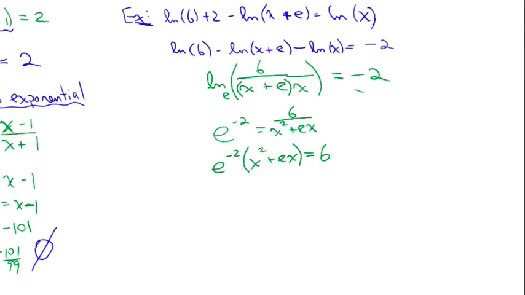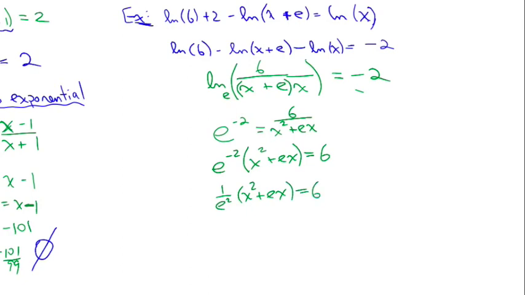Is this supposed to be in our notes? If it's 2 to the negative 2, yes, that's 1/4. This is e to the negative 2, so if I have a to the negative 2, what's that equal to? 1 over a squared. So if I have e to the negative 2, that's equal to 1 over e squared. So this can also be written as 1 over e squared times x squared plus ex is equal to 6.